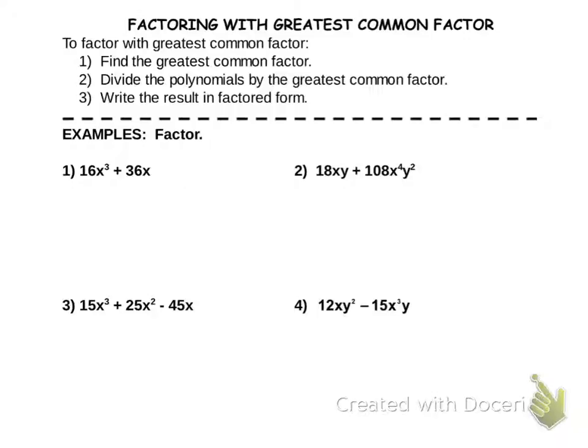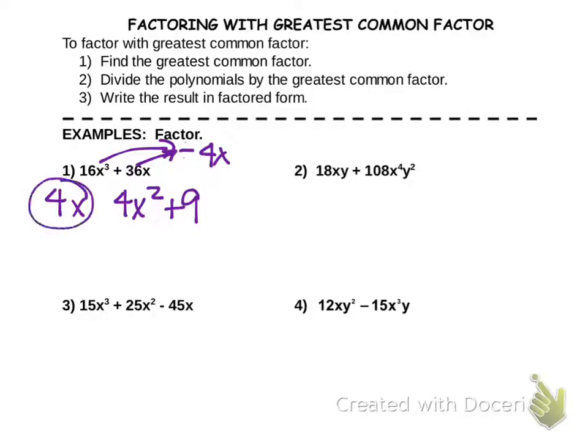Looking at those numbers, it looks like it's going to be 4. So the greatest common factor here is going to be 4. And then remember the lowest power of your exponent, which would be 4x. So essentially you're going to take each one of these and divide it by 4x. When I do that, I'm going to get a 4x squared and a 9. Now there's a plus sign here, so it's a positive 9. So all I did is divide both of those by 4x, my greatest common factor.